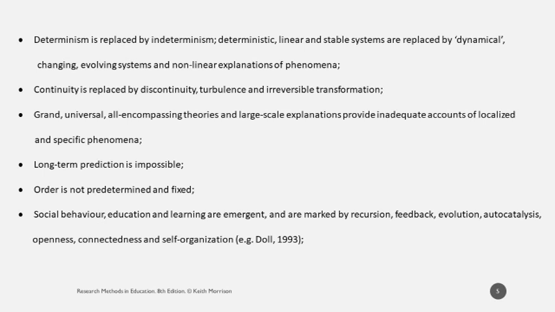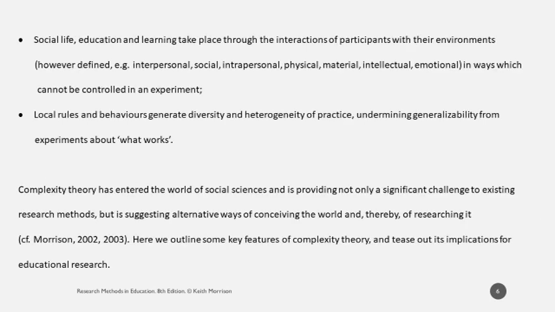Long-term prediction is impossible, order is not predetermined and fixed. Social behavior, education and learning are emergent, and are marked by recursion, feedback, evolution, autocatalysis, openness, connectedness and self-organization. Social life, education and learning take place through the interactions of participants with their environments, however defined, for example interpersonal, social, intrapersonal, physical, material, intellectual, emotional, in ways which cannot be controlled in an experiment. Local rules and behaviors generate diversity and heterogeneity of practice, undermining generalizability from experiments about what works.